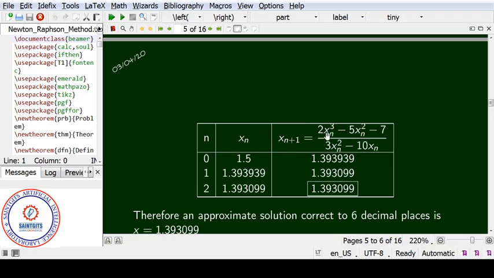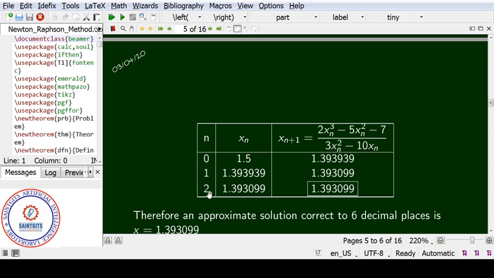Xn plus 1 is equal to (2xn cube minus 5xn square minus 7) the whole divided by (3xn square minus 10xn). Now we start with x naught. When we put n equal to 0 here, x naught equals 1.5, and substituting that 1.5 in this expression, I got 1.393939. So the next stage is x1. From this x1, we rewrite xn here. Then we substitute this x1 in this formula. I got x1 plus 1, that is x2. Then I write x2 here and substitute this x2 to get the next stage approximation.